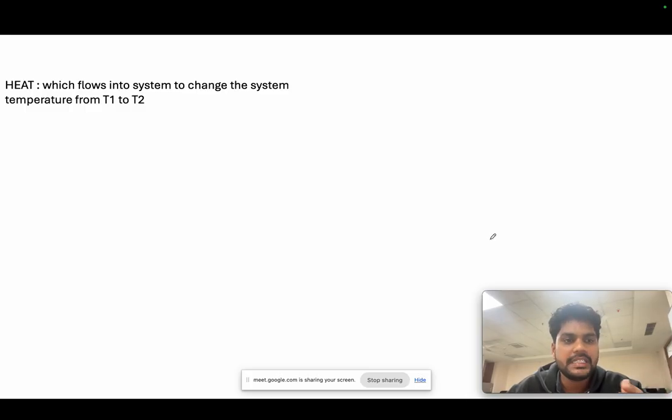So basically, heat is what flows into the system when it goes from one state to another, changing the temperature from T1 to T2. So what we say in heat is that it flows into the system to change the system's temperature from T1 to T2. We have the specific heat capacity and all those things. I will give you an example.